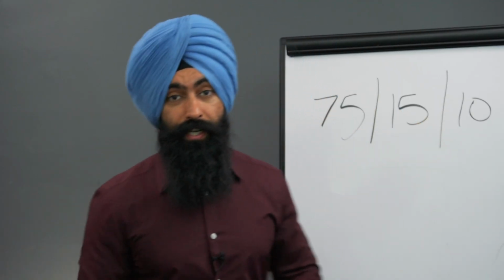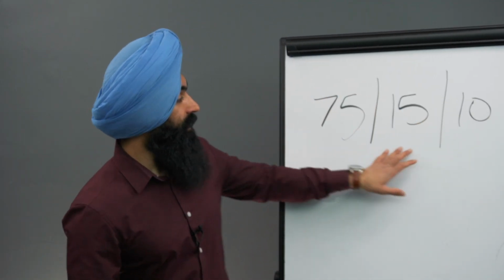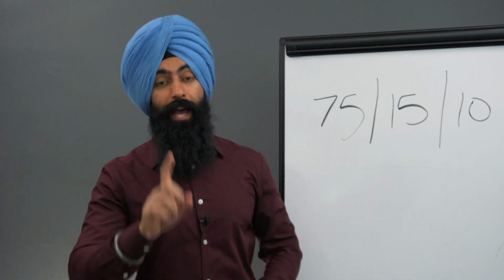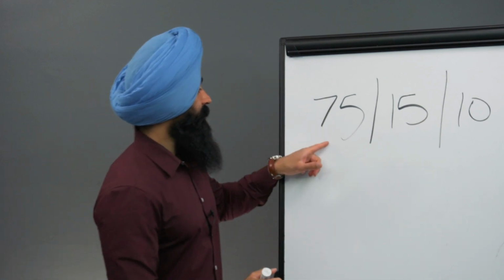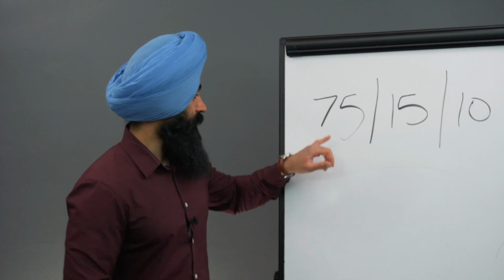The simplest way that you can do that is by following something like a 75-15-10 plan, which says that for every dollar that you earn from here on out, 75 cents is the maximum that you can spend.